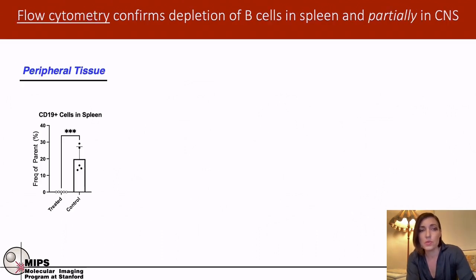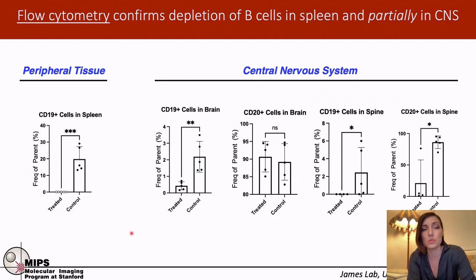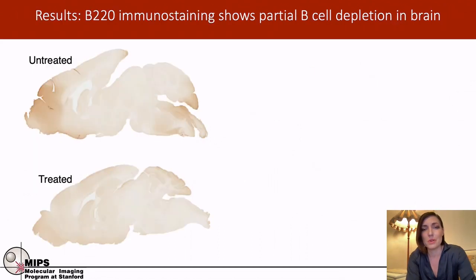So then we looked to flow cytometry, and what we found was while we had complete depletion in the spleen of B cells, of the CD19 cells, we had only partial depletion of CD20 and CD19 positive B cells in the brain and in the spinal cord. And so that tells us that maybe we're not depleting all the B cells, and the ones that are causing the problem.